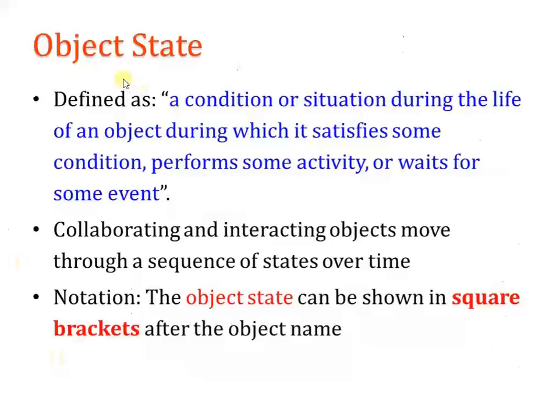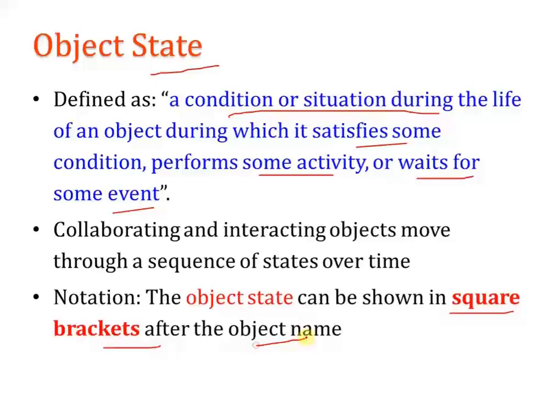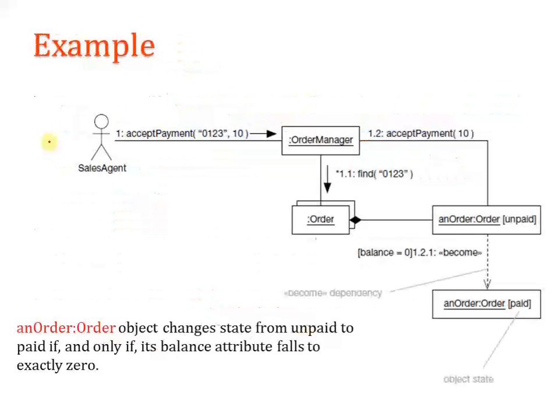The last topic of this video session is object state. Object state is defined as the condition or situation of any particular object at a particular time. When it is going to perform some activity, or it may wait for some other event, or it is going to wait until a certain condition has been satisfied, all these things describe the state of an object. This object state is shown in square brackets before the object name. Now you can see this example clearly.